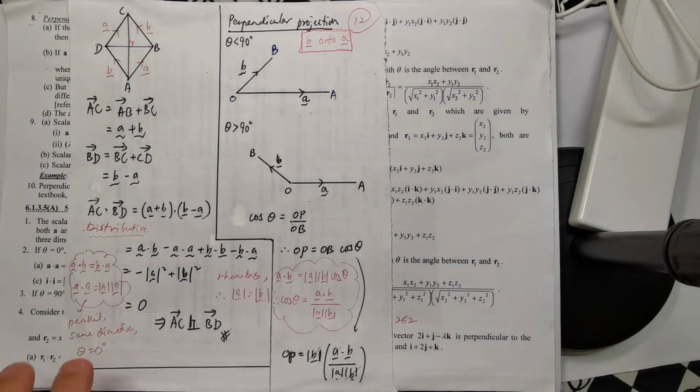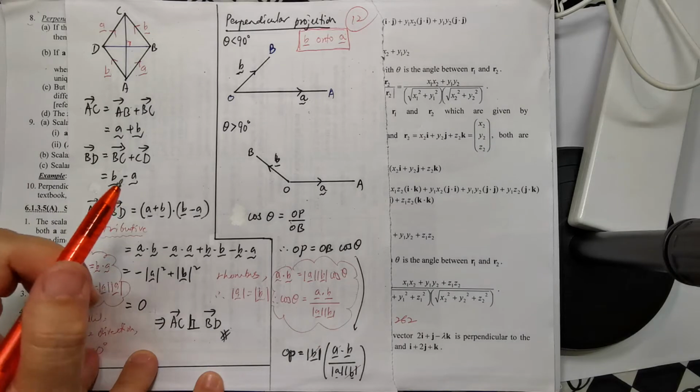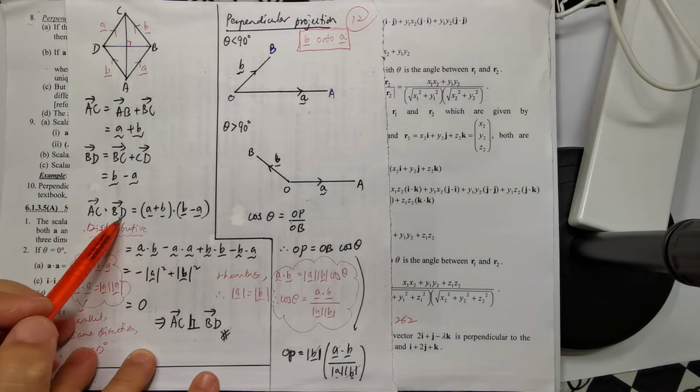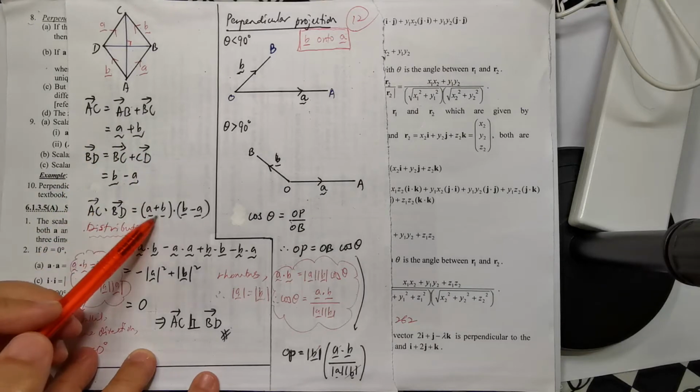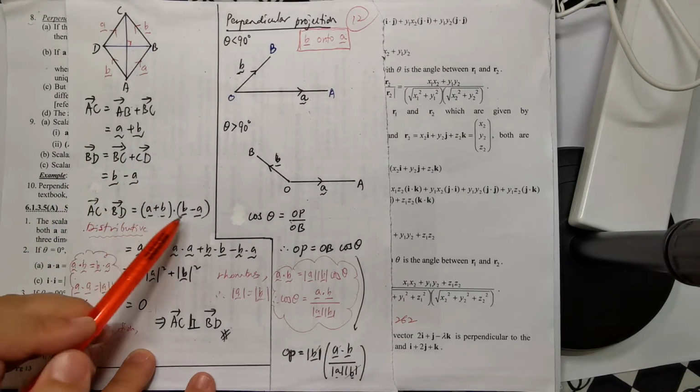Okay, so we check their scalar product, whether it's 0 or not. If it is 0, it means they are perpendicular. So AC dot BD. AC is this one, BD is this one.